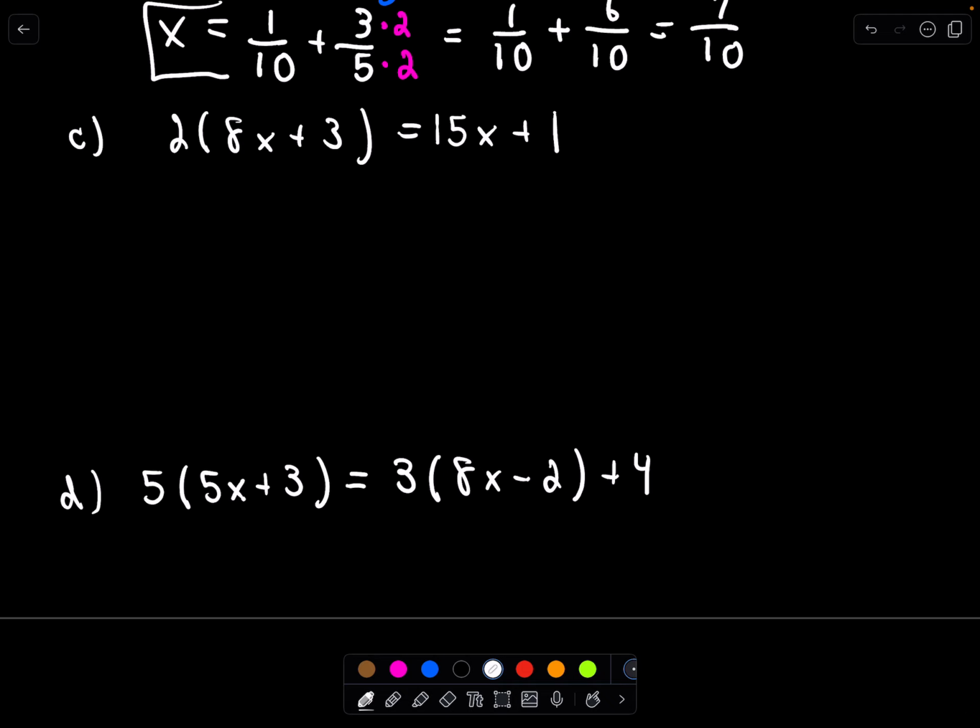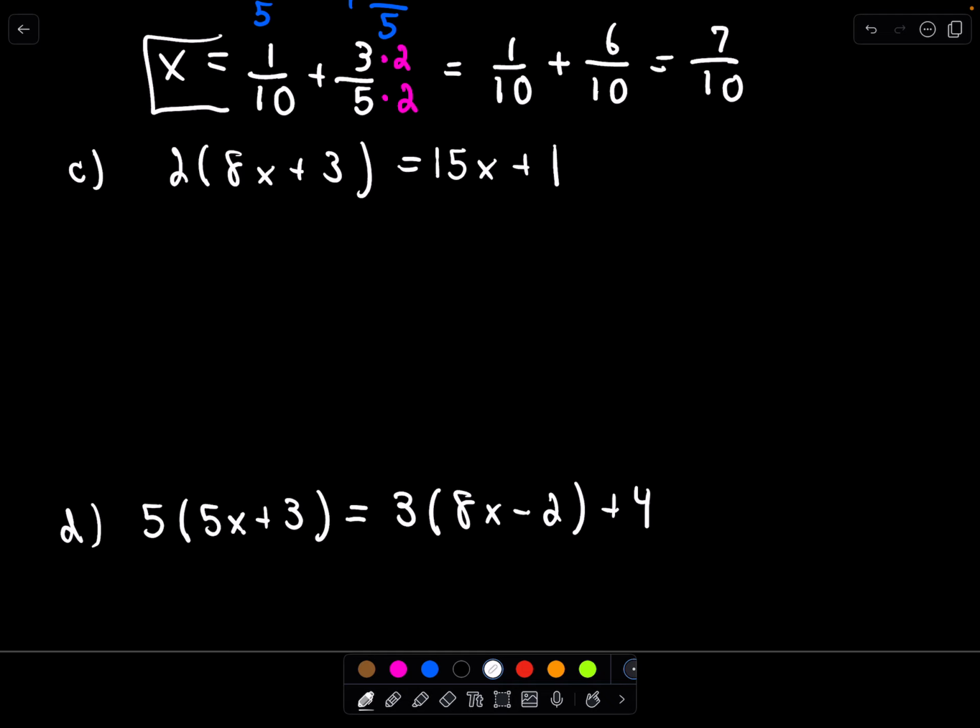This one just involves distributing. That's the only new thing. So typically, if you have these linear equations and you see some parentheses, get rid of the parentheses by distributing the coefficient. So I'm going to distribute anywhere I see parentheses. So 2 times 8x, that's going to give me 16x.